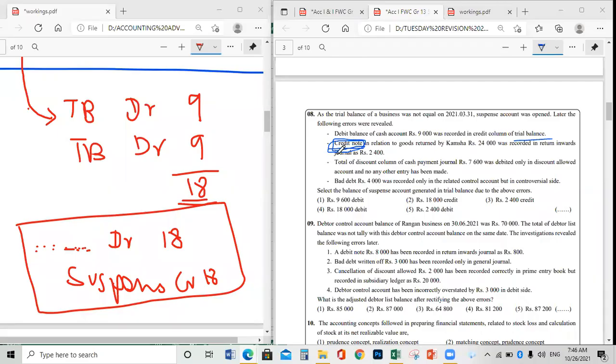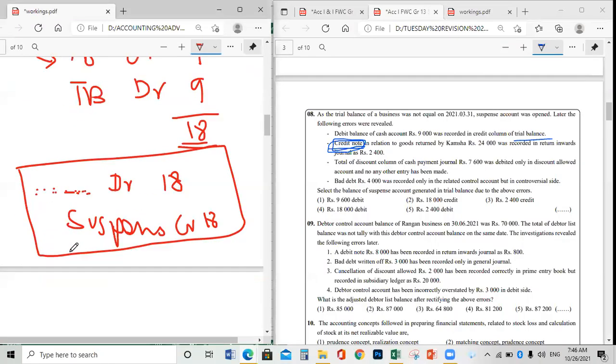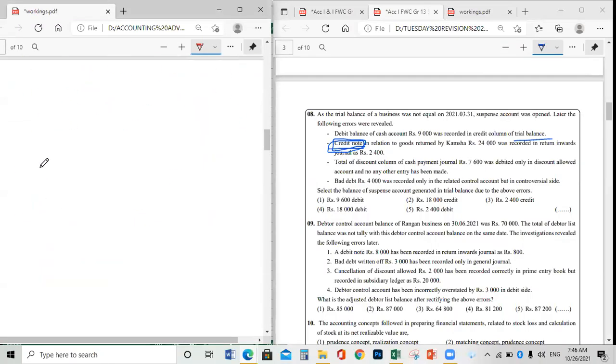Credit note in relation to goods returned by Kamsha, rupees 24,000, was recorded in the return inwards journal as 2,400. Guys, there is a sales return. Can someone tell me the double entry for sales return? Anyone? What's the double entry? Quickly. Yes?